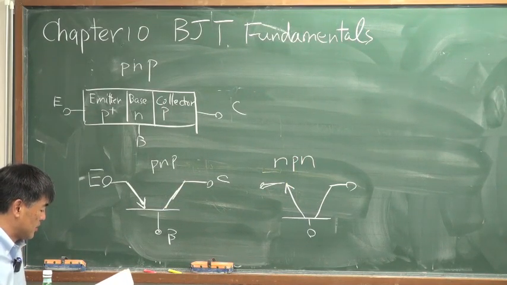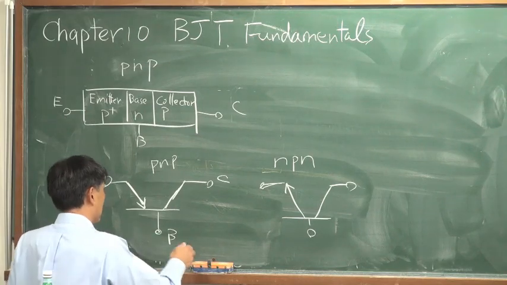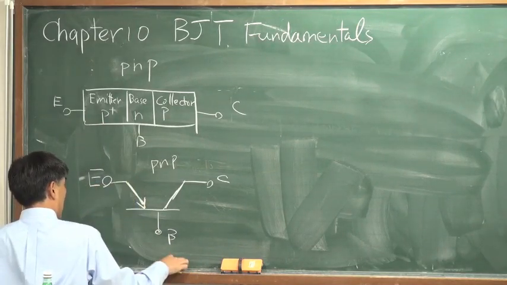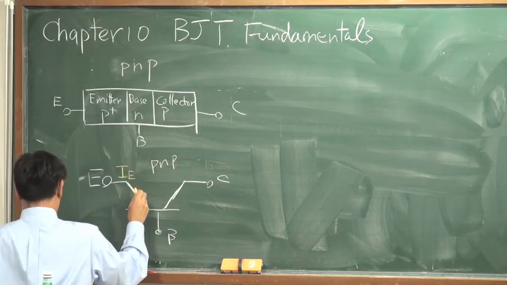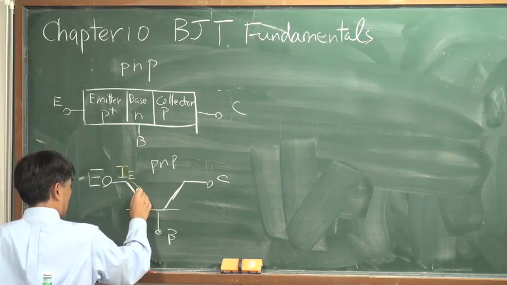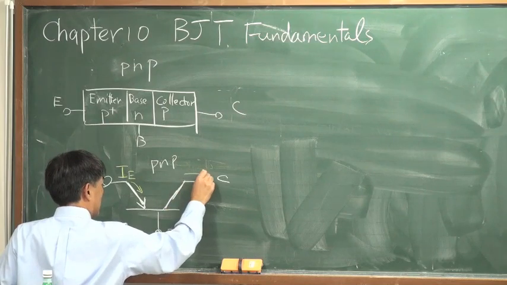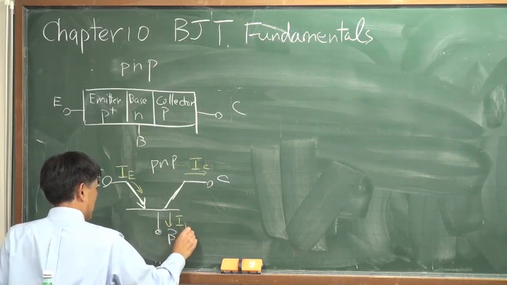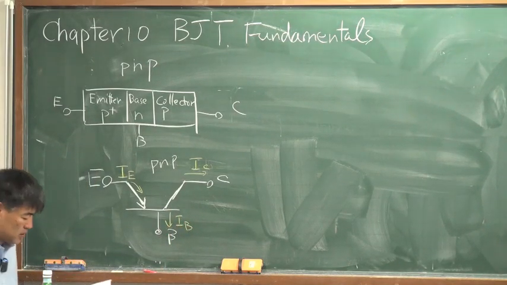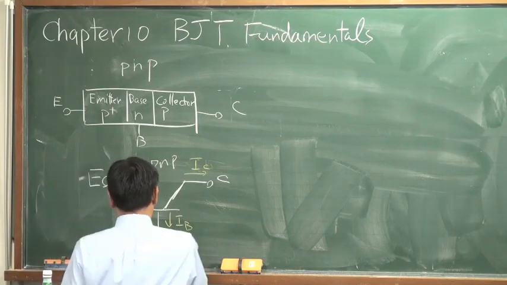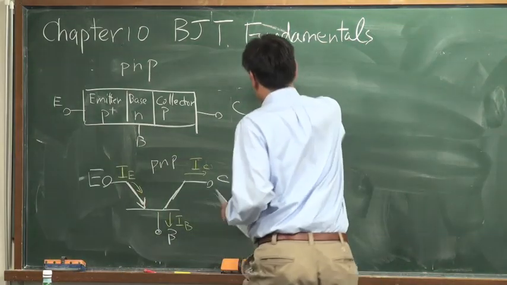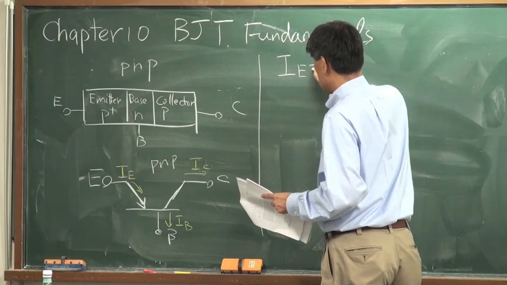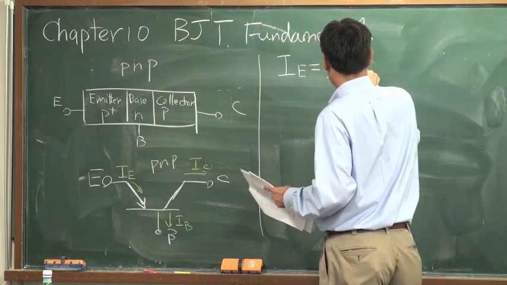And if I define this as IE, emitter current, and if I define this as IC, collector current, and if there's any current going out this way, that's base current. And usually, of course, by definition, IE is I sub C plus I sub B.